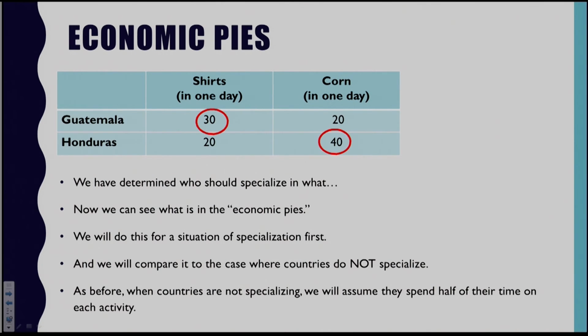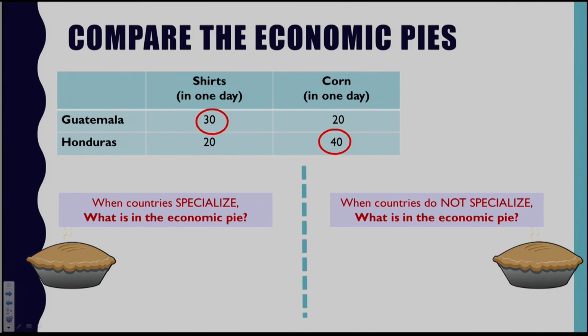As before, remember, when countries are not specializing, we're going to assume that they spend half of their time on each activity. I'm just doing that to make the math a little easier. It doesn't really force it to work out or anything like that. All right, let's continue. So, on the left, when countries specialize, what's in the economic pie? And on the right, when countries do not specialize, what's in the economic pie? Remember, when we're not specializing, we're assuming that you spend half of your time making shirts and half of your time producing corn. So take a moment and calculate what's in the economic pies and write it down.